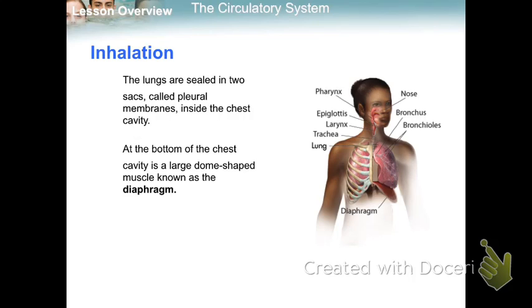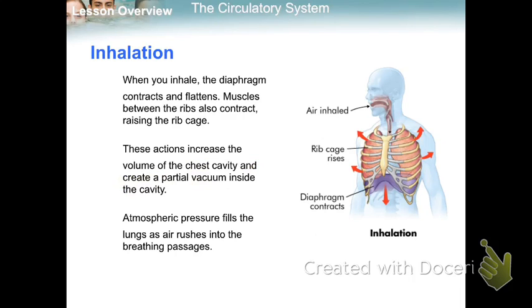The lungs are found in two different sacs called pleural membranes in the chest cavity, and at the bottom of the chest cavity it's closed. It's a dome-shaped muscle called the diaphragm. When you inhale, the diaphragm contracts and flattens. There are muscles between the ribs that also contract and raise the rib cage. These actions increase the volume of the chest cavity, and because of that, it allows the lungs to fill and expand.